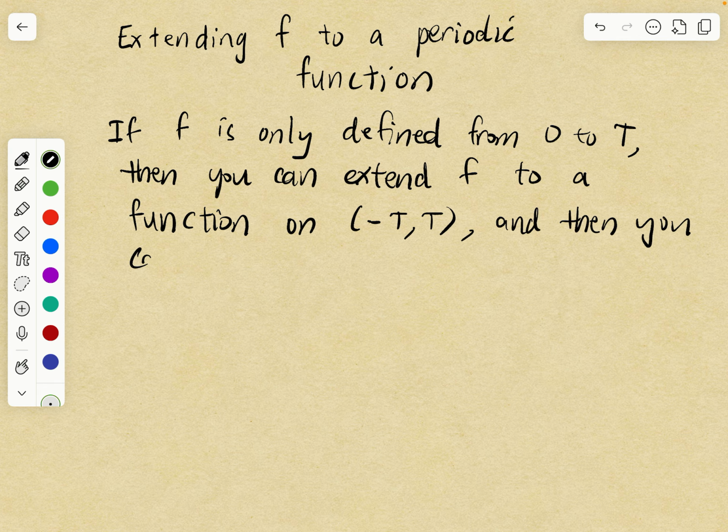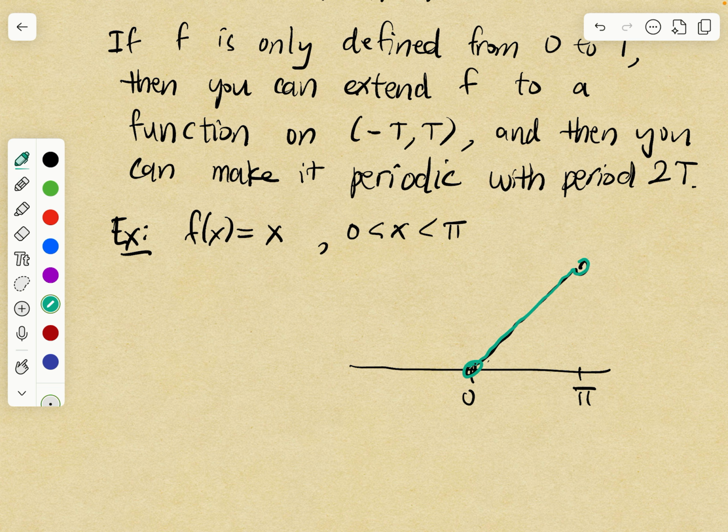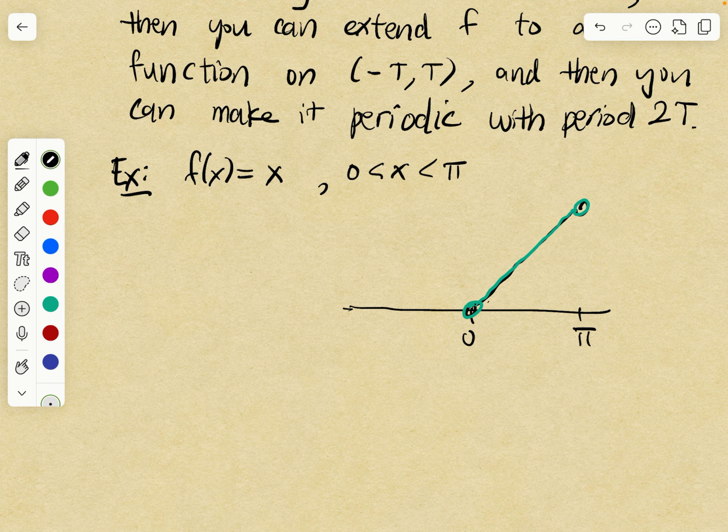So let's say that you have a function that's just f of x equals x between 0 and pi. So here's 0, here's pi, and you have the function x. So it looks like this. I'll use a different color. And this function is only defined from 0 to pi. Well, if you have a Fourier series, you want your function to be defined from negative pi to pi.